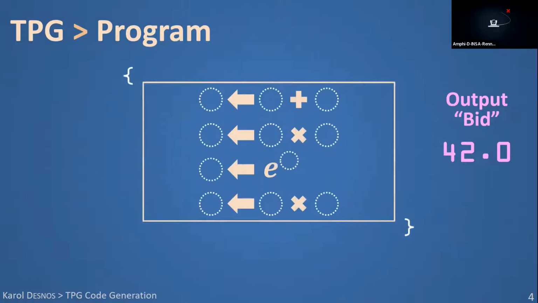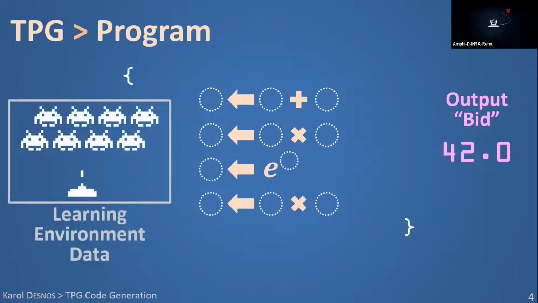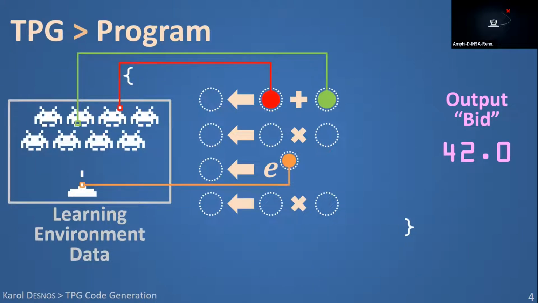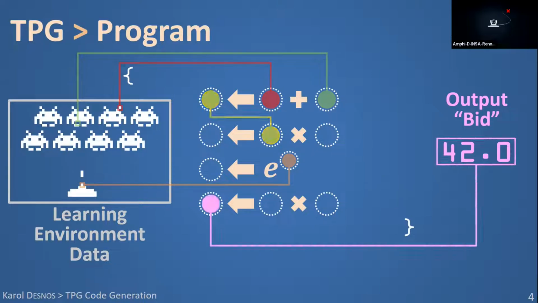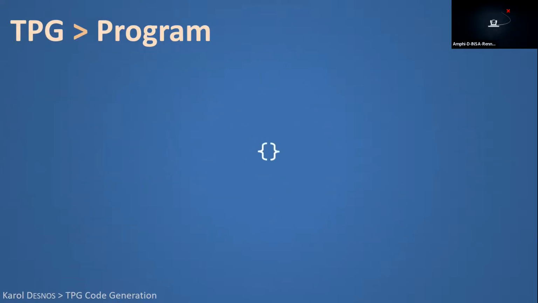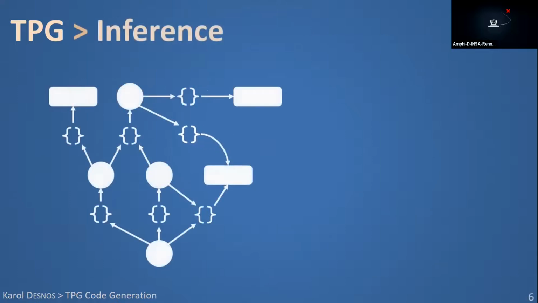If we have a look at what's inside the program, it is quite like an assembly program. So we have a sequence of assembly-like instructions that will take as operand the features from the learning environment and the result of previous instructions. The result of the last instruction of the program is the output of this program. So we have an assembly-like program. So how do we use this program within a graph?